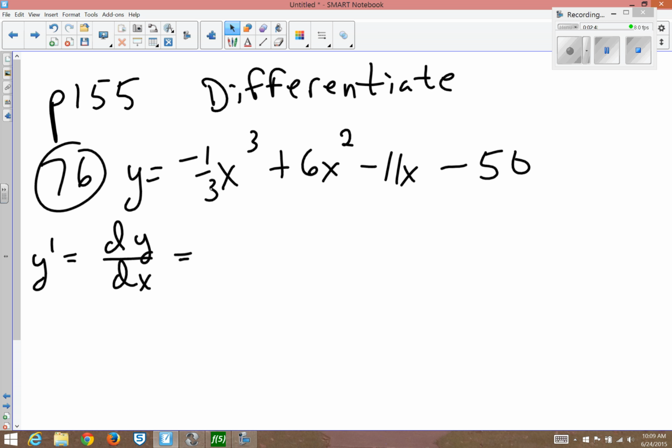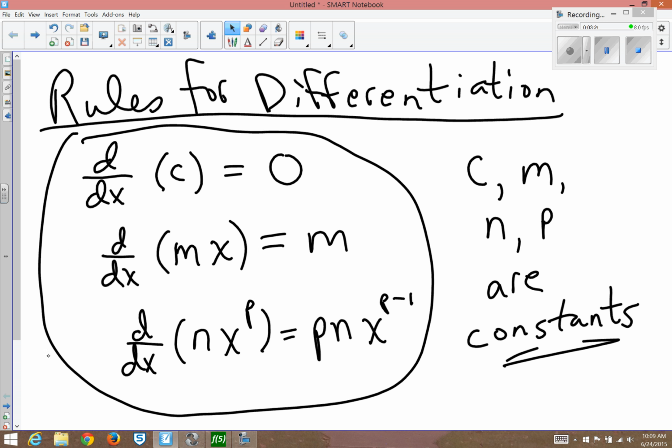The first term is a number times x to a number. The derivative is the number up here, the exponent, times the number in front here, the coefficient. Copy the x, and the exponent becomes 2, 1 less than what it is originally. Same rule for the next term. The number up here is 2, multiplied by the 6, copy the x, the exponent 2 becomes a 1. For both of these terms, we used this rule.